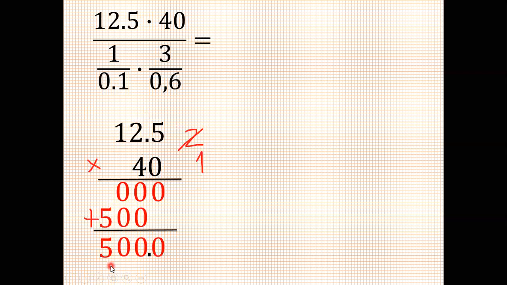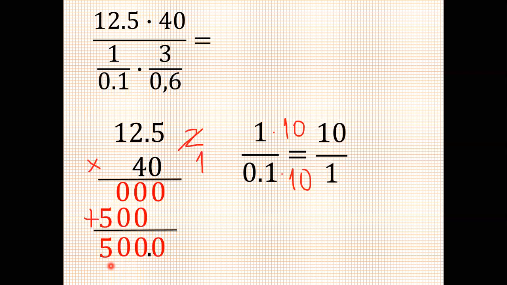Okay, now let's go to the denominator, and in the denominator, I have 1 over 0.1. Okay, to do this, firstly, I want to multiply both top and bottom numbers by 10, because in the denominator you have 0.1, and to shift the decimal point to the right one space, I need to multiply by 10. Okay, and when you do this, you're going to have 10 over 1, and which will be 10.